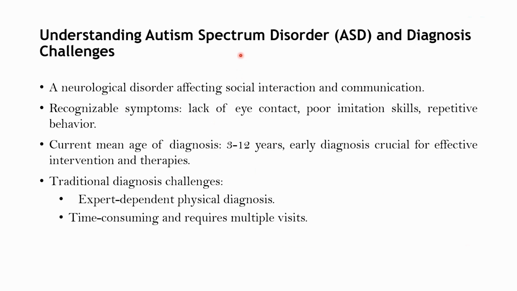A short introduction about Autism Spectrum Disorder. ASD is a neurological disorder affecting social interaction and communication of a person. Few recognizable symptoms include lack of eye contact, poor imitation skills, and repetitive behavior. Current mean age of diagnosis is between 3 to 12 years, and early diagnosis is crucial for early intervention, which can significantly benefit growth of the affected child.